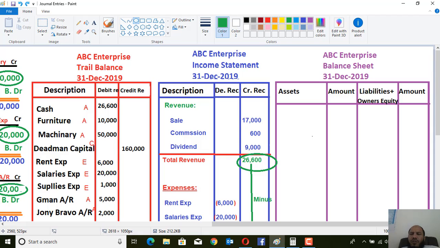So now we will take all the assets accounts from that trial balance that we have already prepared over here, and we will put these accounts with their titles and amounts in the balance sheet.